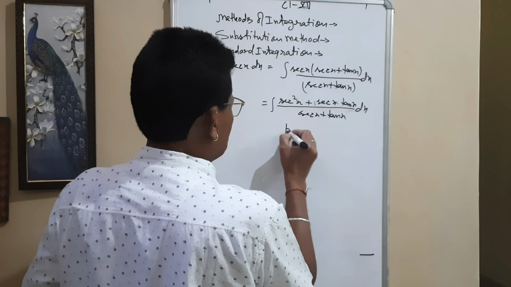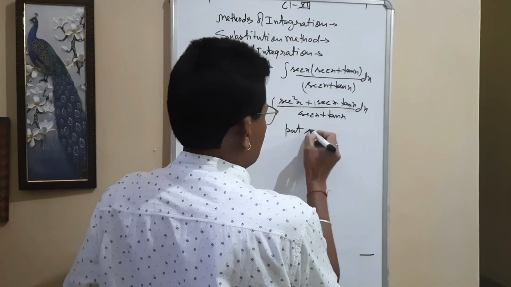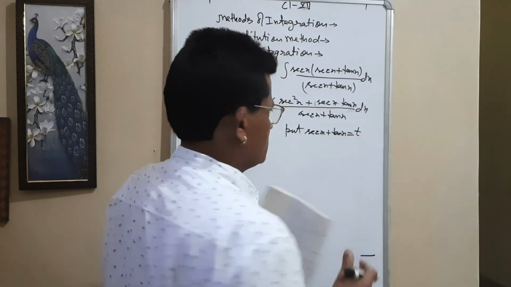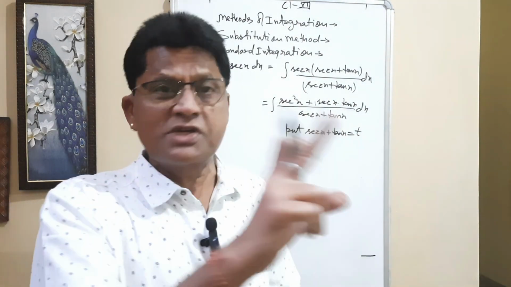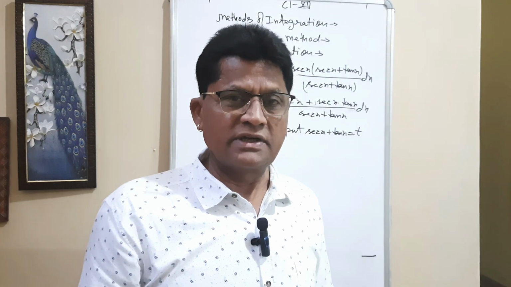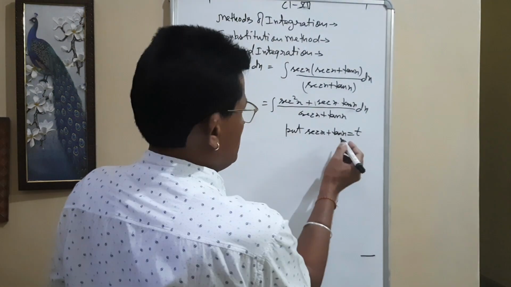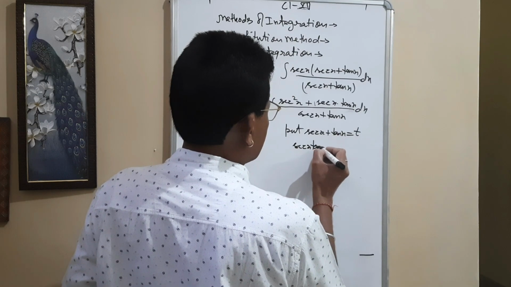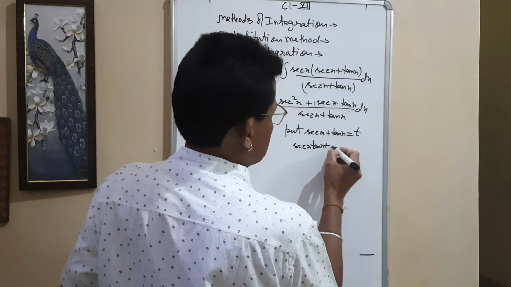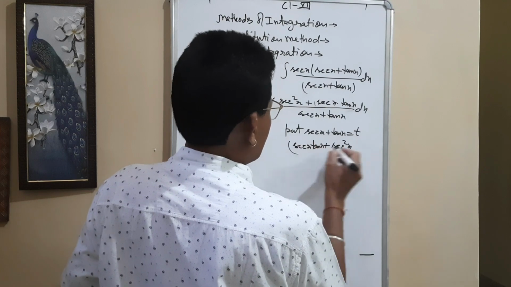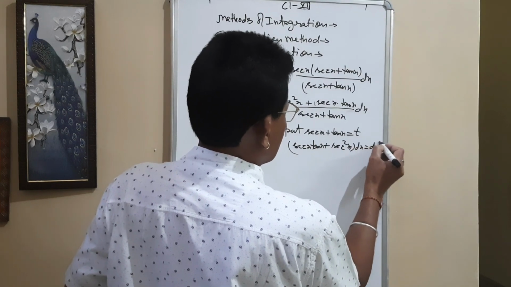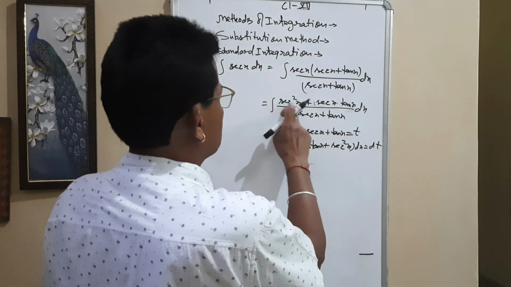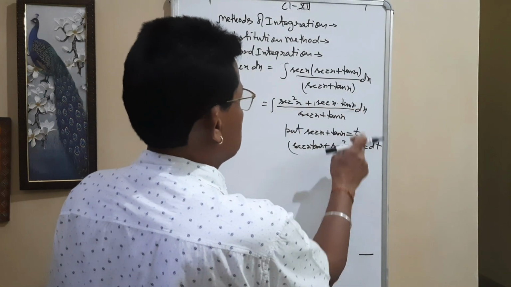My dear student, you put the denominator, sec x plus tan x, equal to t. See carefully, substitution is the most important step in the process of integration. Differentiate on both sides: the differentiation of sec x is sec x into tan x, and the differentiation of tan x is sec square x, so sec x tan x plus sec square x dx equals dt. No problem, that is very easy. You see, it is the numerator, sec square x plus sec x into tan x dx.